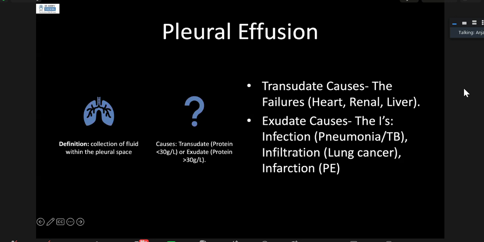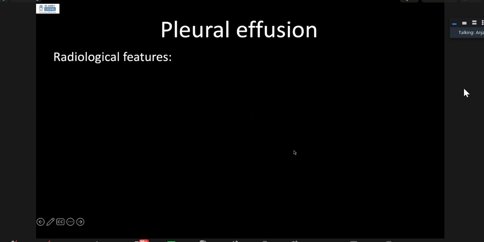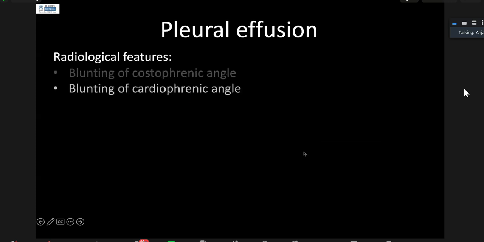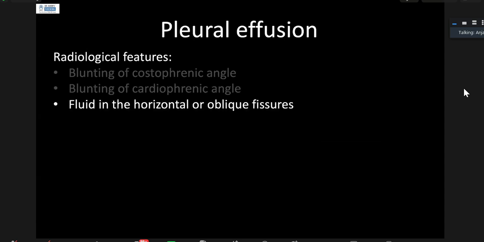Okay, so we move on to the radiological features. We get blunting of the costophrenic angle. Usually we need the costophrenic angles to be sharply defined. We'll get blunting of the cardiophrenic angle when the volume of fluid goes up. Fluid may go into the horizontal or oblique fissures. Why? Because we've seen that the fissure is formed by invagination of visceral pleura alone, so the pleural space just continues into the fissures.